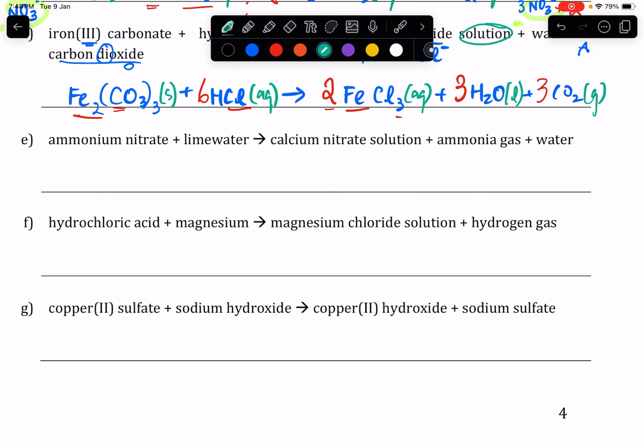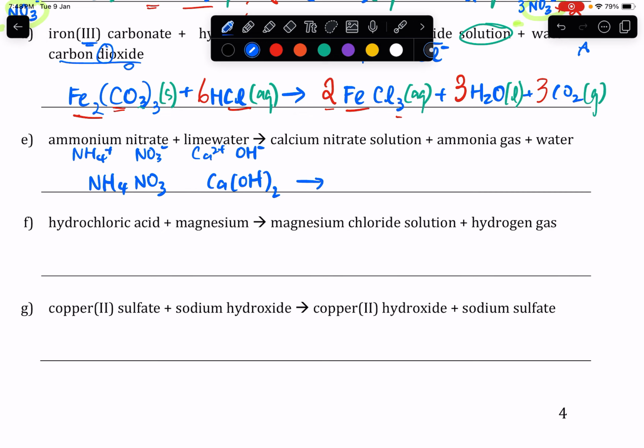Next, ammonium nitrate and lime water. Ammonium is NH4 plus, nitrate is NO3 minus, so it is NH4NO3 since the charges balance. Lime water, I purposely did not write down the chemical name so as to test your memory to see whether you remember what lime water is. Lime water is calcium hydroxide, so Ca2 plus, hydroxide OH minus, so Ca(OH)2.